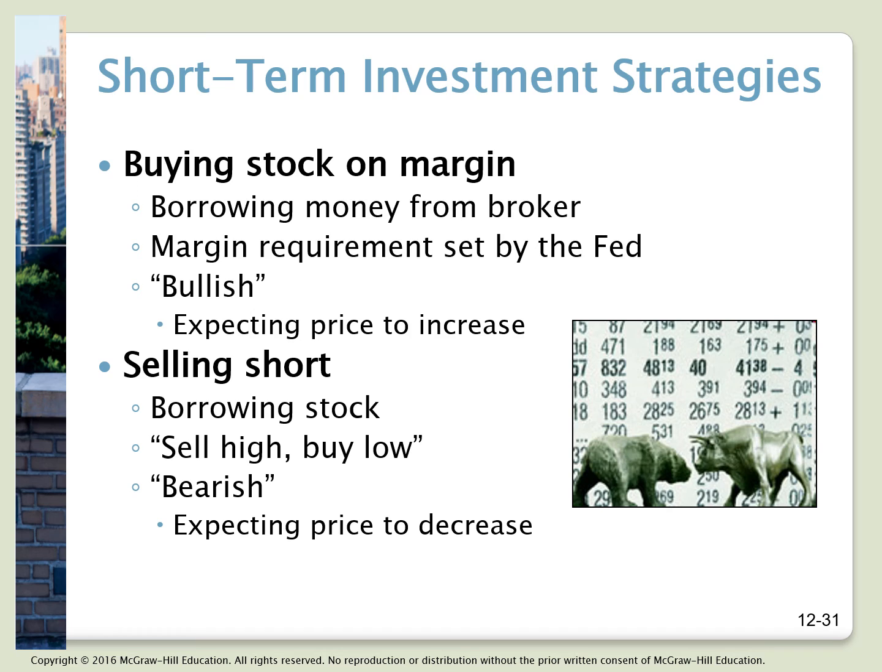Buying stock on margin. This is when you're borrowing money from a broker, and the margin setup is set by the Fed. Margin requirements: expecting price to increase. Selling short, borrowing stock, selling high and buying low. Bearish, expecting market price to decrease. Okay, so again, borrowing money from a broker to purchase that stock with the expectation that the price is going to go up, and borrowing stock in order to sell high and buy low. Bearish, your expectation that the market's going to decrease.